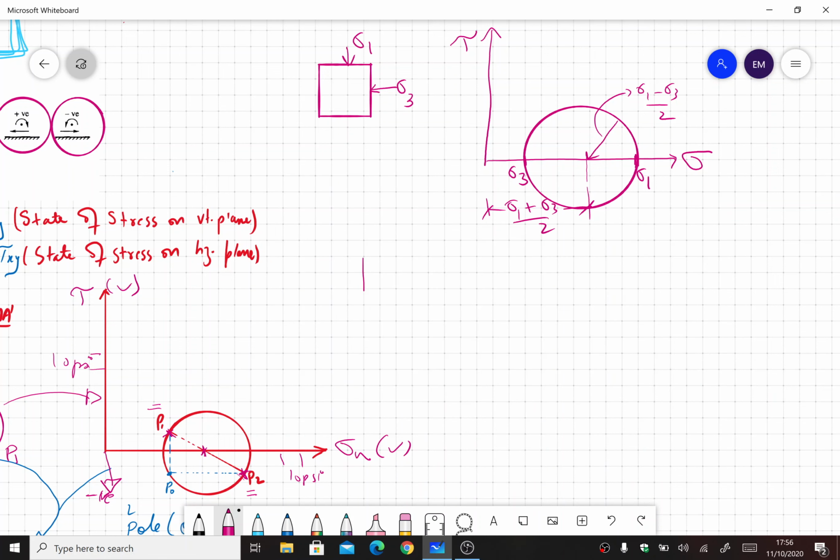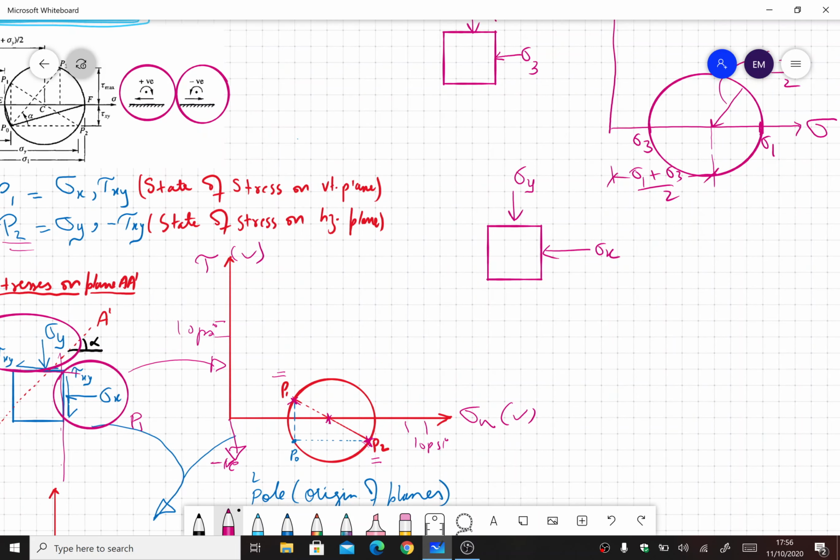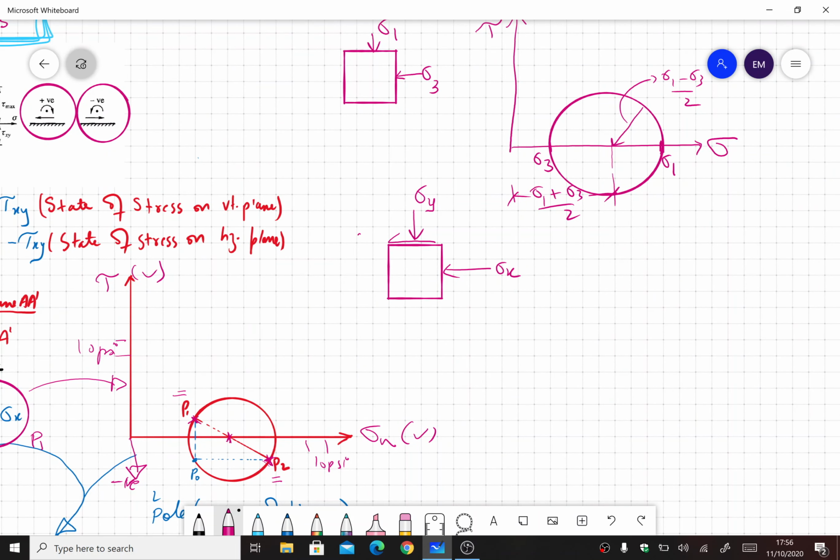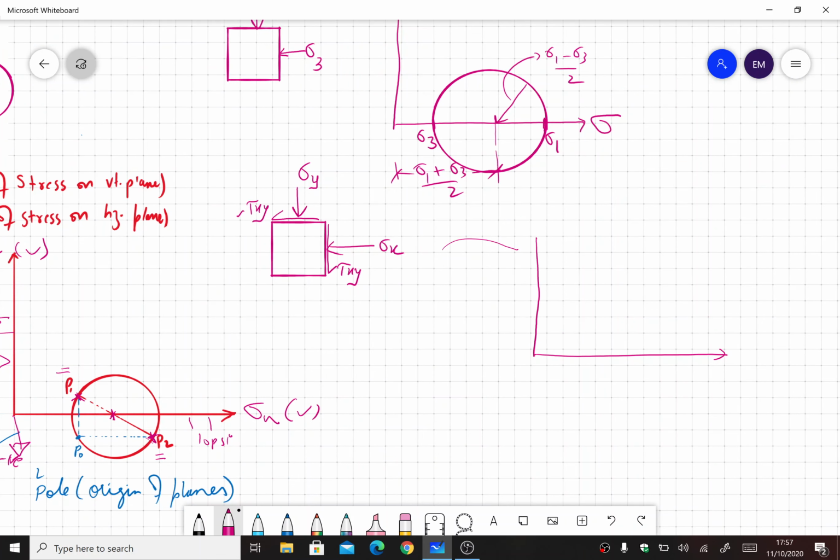So now we'll look at the second case, where we have shear stresses along with normal stresses. So this is, let's say, sigma y, and this is sigma x. Let's check the sign convention. I will plot this as minus tau xy because this is counterclockwise, and this as tau xy because this is clockwise. So I now have 2 points to plot. Let's call this p1 and this p2.